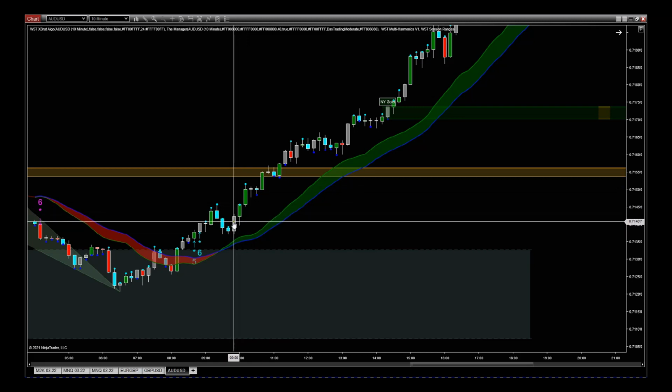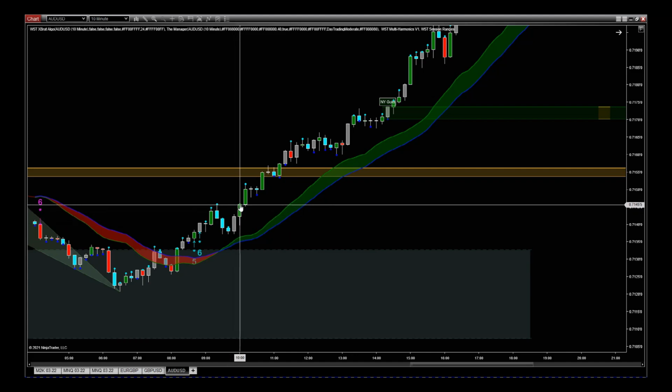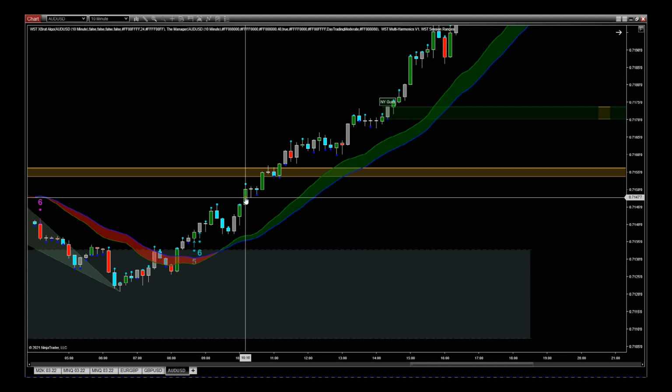So you can see at this point here, we go from grey, which is a normal up candle, to green, but it also has higher than average volume because it's got a cyan dot above, and then we go green again, so it's got even more volume. That momentum's really building up.